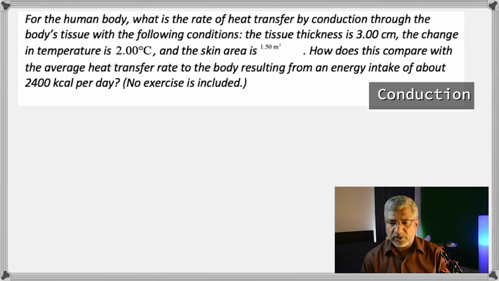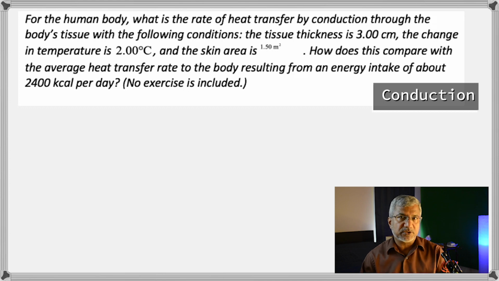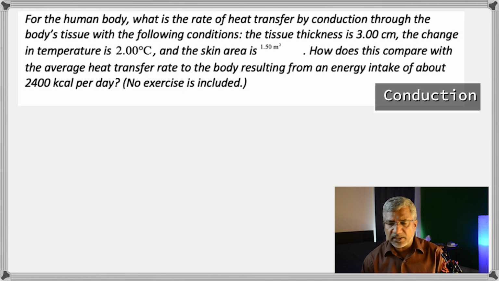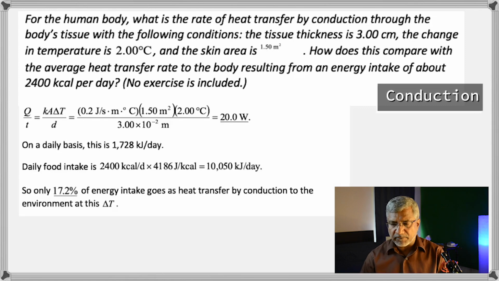Okay, let's go again. For the human body, what is the rate of heat transfer by conduction? So that's conduction through the body's tissue with the following conditions. So the tissue thickness, which is D, is given. Change in temperature, which is the difference between the outside and the inside, is 2 degrees Celsius. And the skin area is given. So let's do it. It's conduction, formula is Q by T is K A, difference in temperature, by D.